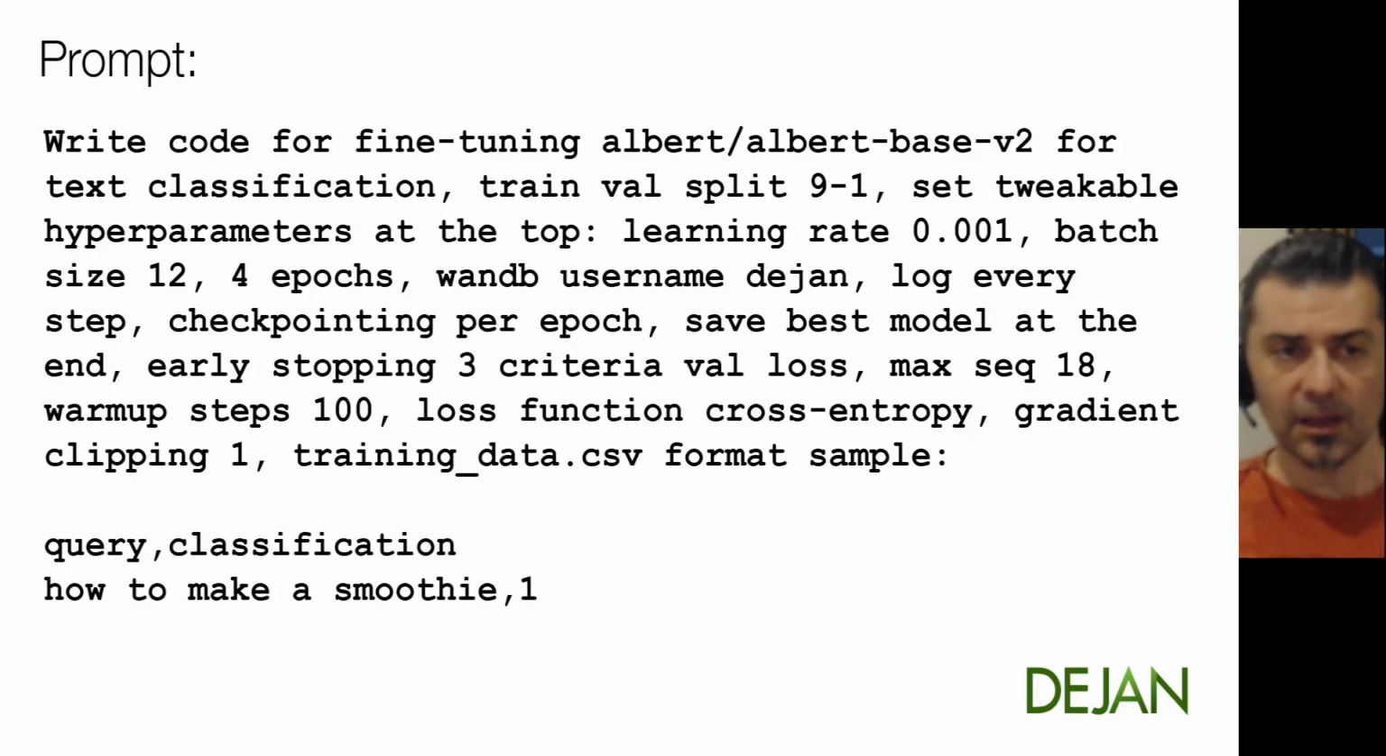So here I'm saying write code for fine-tuning Albert base v2 for text classification. Train and val split is 9:1. Basically, we're taking 90% of the training data to train the model, and we're going to use 10% of the data to test the model. We'll never show that data during the training.